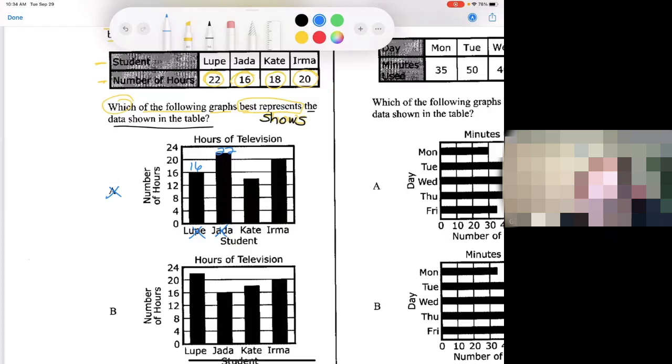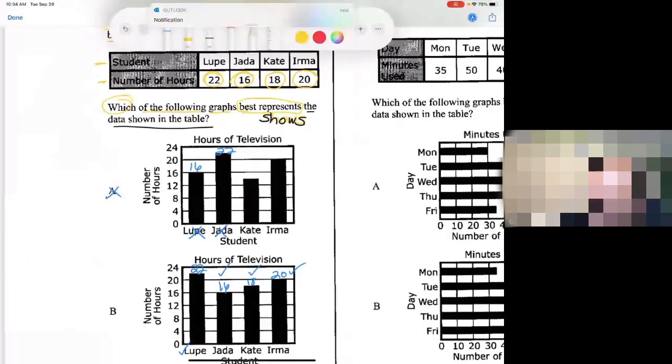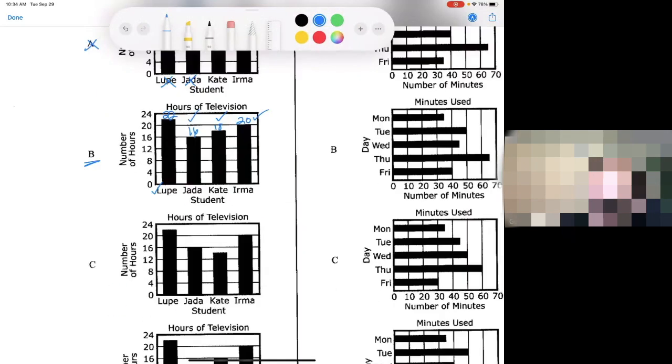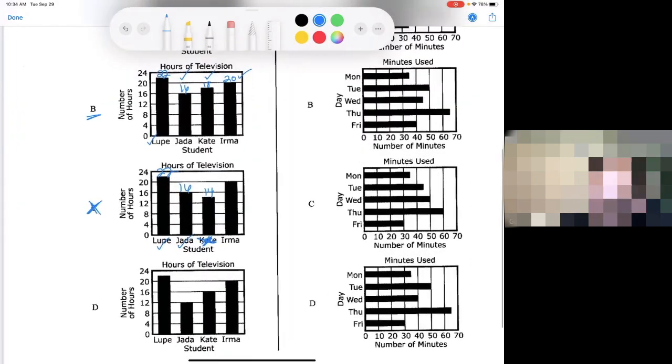B, we have Lupe, 22. Yes. Jada, 16, yes. Kate, we have 18, yes. And Irma, 20, yes. So this one has all check marks. So I'm going to leave that one as my possible answer. C: Lupe, 22, yes. Jada, 16, yes. Kate, 14, no, it's not 14. And D, Lupe, 22, yes. Jada, 12, no. So yes, indeed, my correct answer is B. Work on number 1 on your own, please.